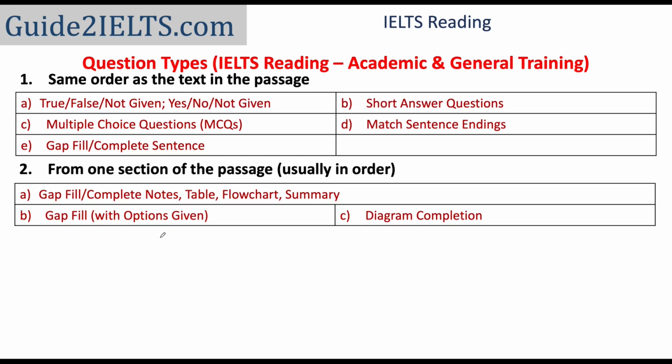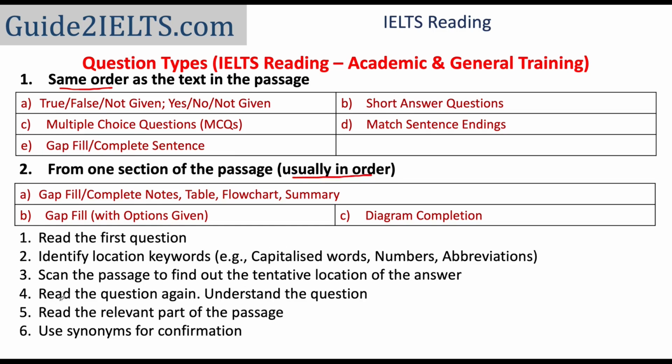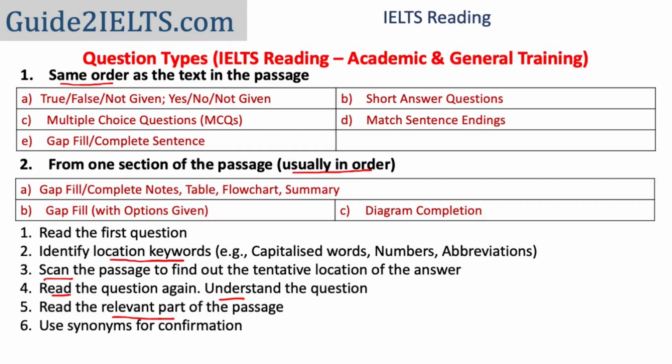Most of the question types have answers in the same order as the information in the text. In case of all of these question types, our target is always to look for location key information in the questions, scan the passage for the location of the answer, then read the question carefully, understand the question, and then focus on that part of the passage where we expect the answer to be. All the different methods of solving these question types that I've recommended in this video are just that, recommendations and suggestions. Obviously, your target is to find the answer.